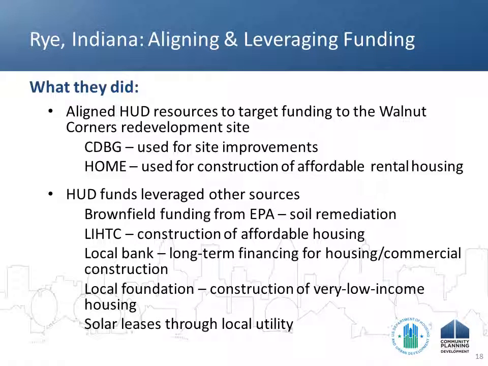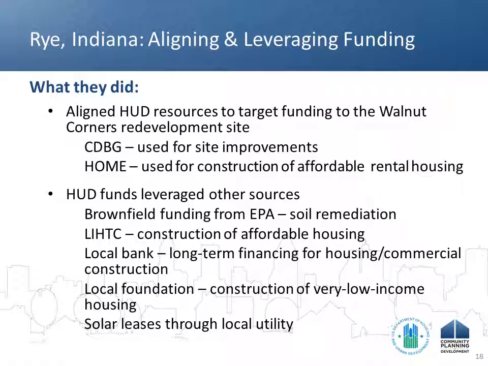Working with the identified developer of affordable rental units at the site, the city would determine that it was advantageous to include solar leases in plans for new housing and commercial space. The city and its partners identified other resources after it started planning for investments on the property. The Walnut Corners site was contaminated, so the city would seek brownfield funding through the EPA.